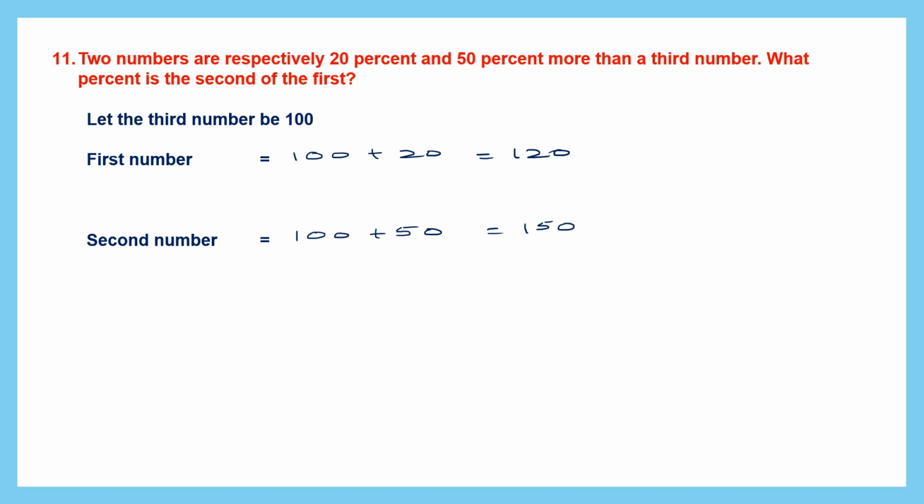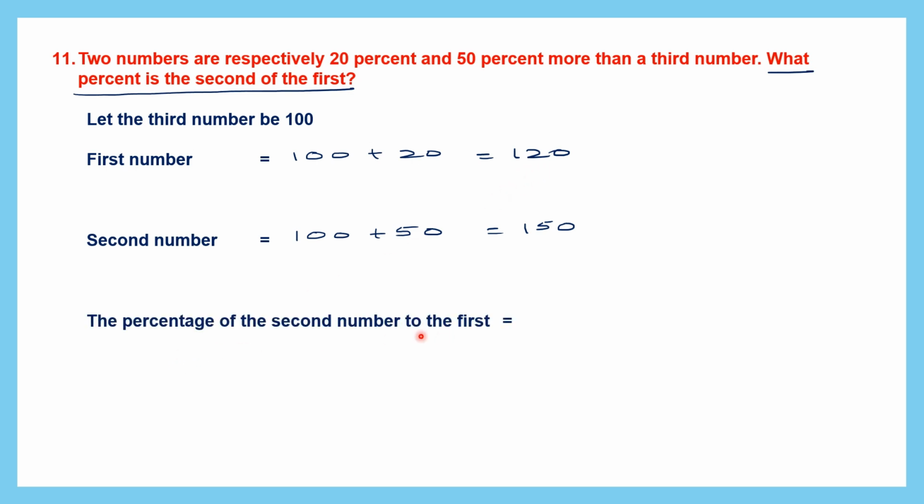Now, what are we asked to find? What percent is the second of the first? That means, what percent is this of the first one? So, let's write that. The percentage of the second number to the first number. So, write the second number first by the first number. And since we have to find the percent, we have to multiply this by 100%. So, all we have to do is simplify.